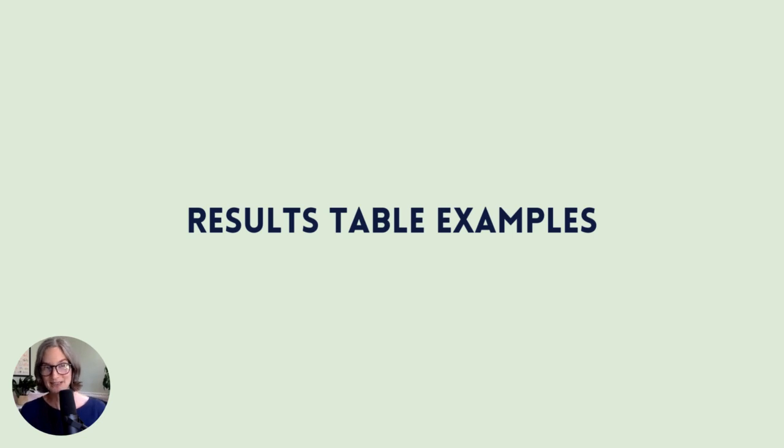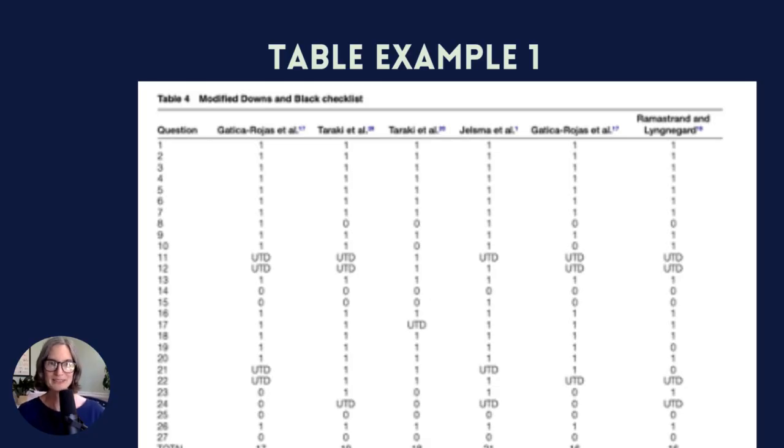So, results table example. Let me give you a couple of examples as to how you would present the results table for your critical appraisal. This is example 1. Along the top, it's got all the study authors. Down the side, it's got the questions. And this was a particular checklist, the Downs and Black checklist for quantitative papers. It scored a 1, a 0, or unable to determine. So that's just an example for you to see how it can be presented.